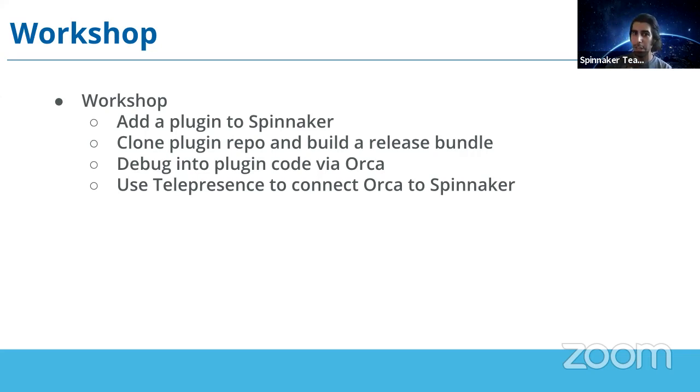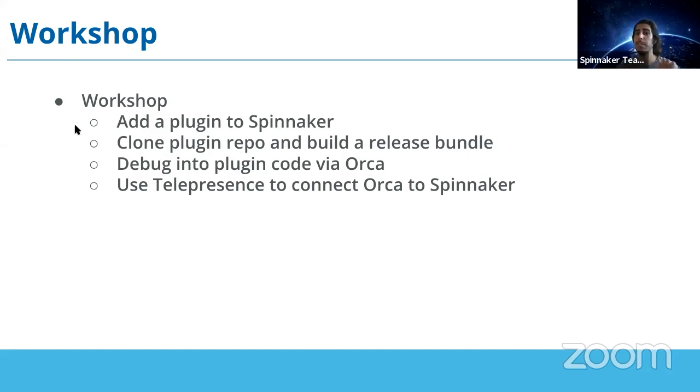adding a plugin to your existing Spinnaker installation. So again, the idea here is you've got Spinnaker up and running. We're going to add a plugin to it. The idea here is that you're running Spinnaker 1.21, and we'll add a plugin and see it on the UI. So we're going to be adding the random wait stage plugin to Spinnaker today. So that's going to be the first step.